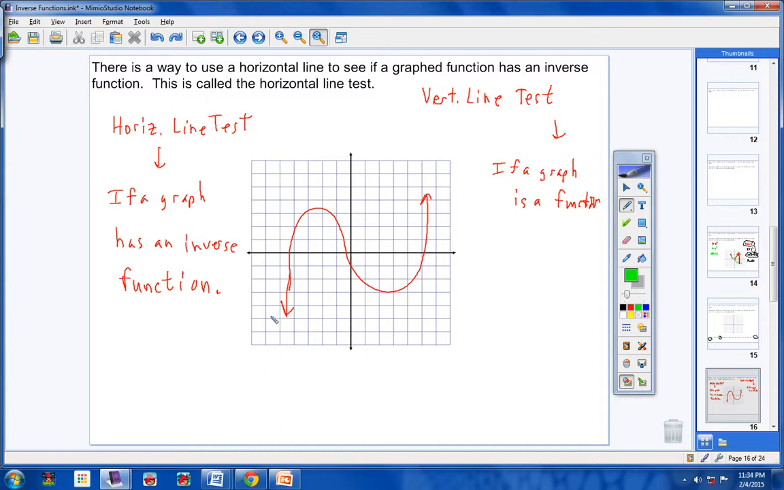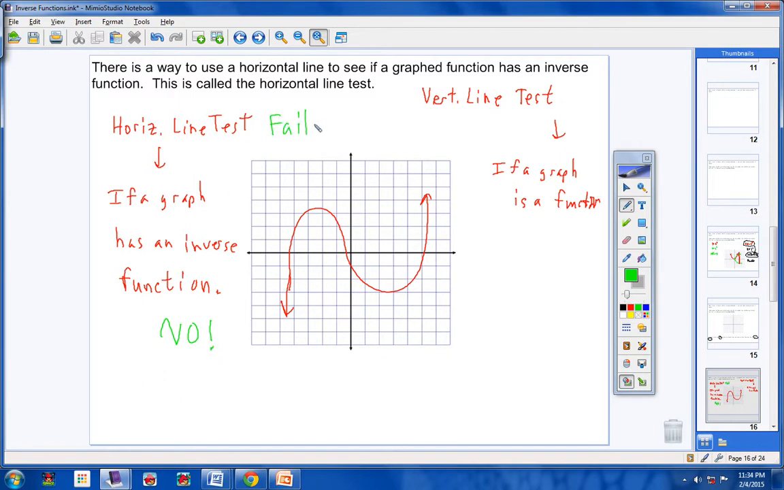Well, let's start drawing some horizontal lines. Is there any horizontal line you can draw that intersects the red graph in more than one place? Well, of course, there's quite a few. And some of these green lines, some of these horizontal lines, are intersecting the graph in 3 places, okay? So, does this red graph have an inverse function? No, because the horizontal line test failed.